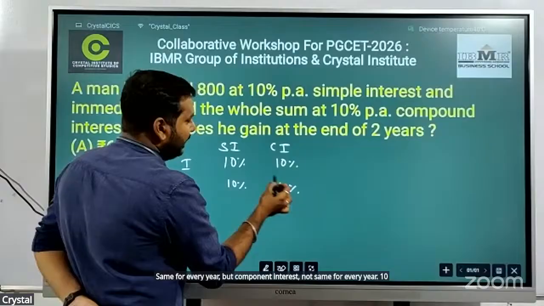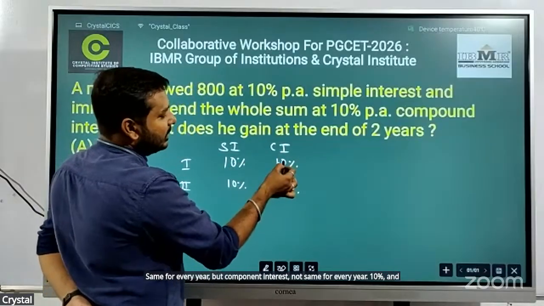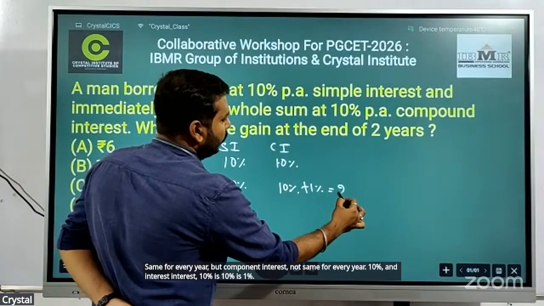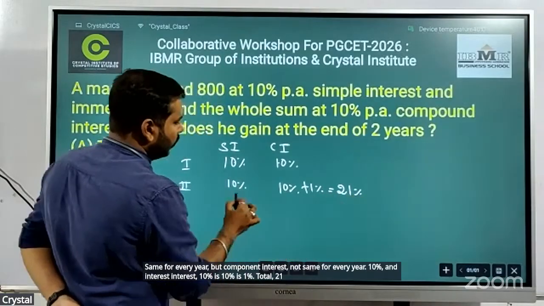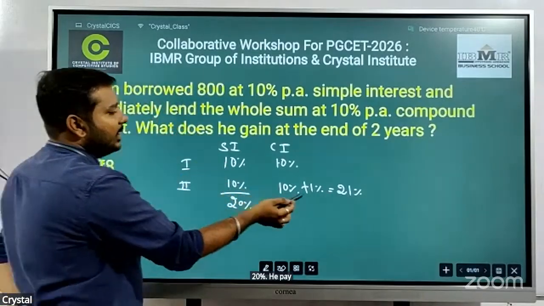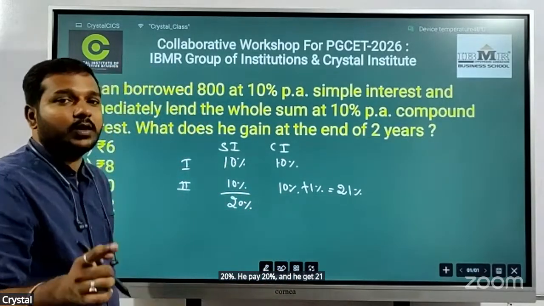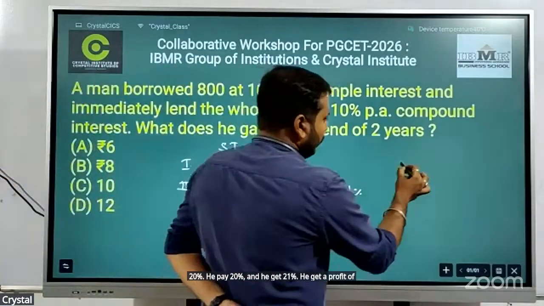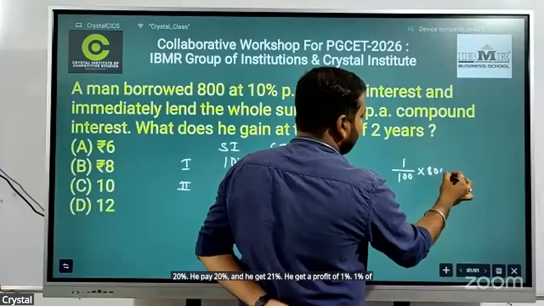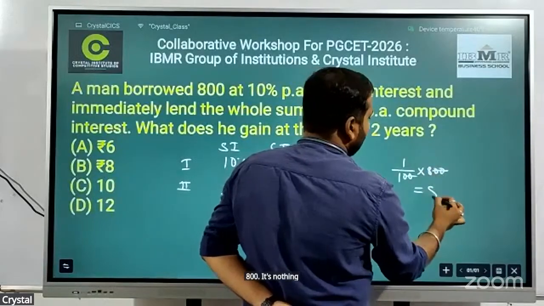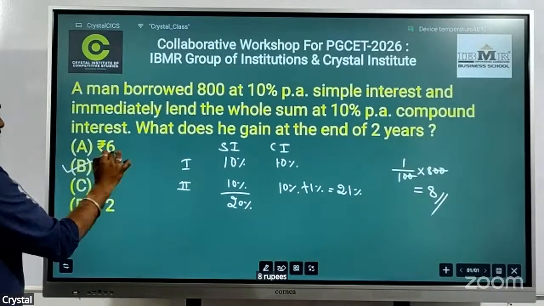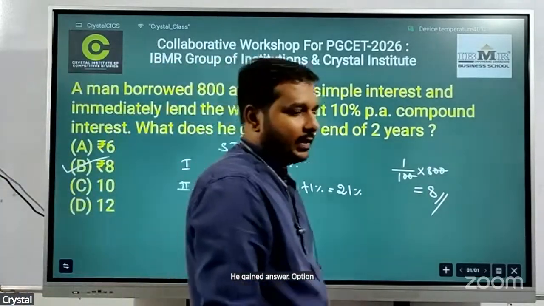10% and interest on the interest, 10% of 10% is 1%. Total 21%. Here total 20%. He pays 20% and he gets 21%. He gets a profit of 1%. 1% of 800 is nothing but 8 rupees he gained. Answer option B is the correct answer.